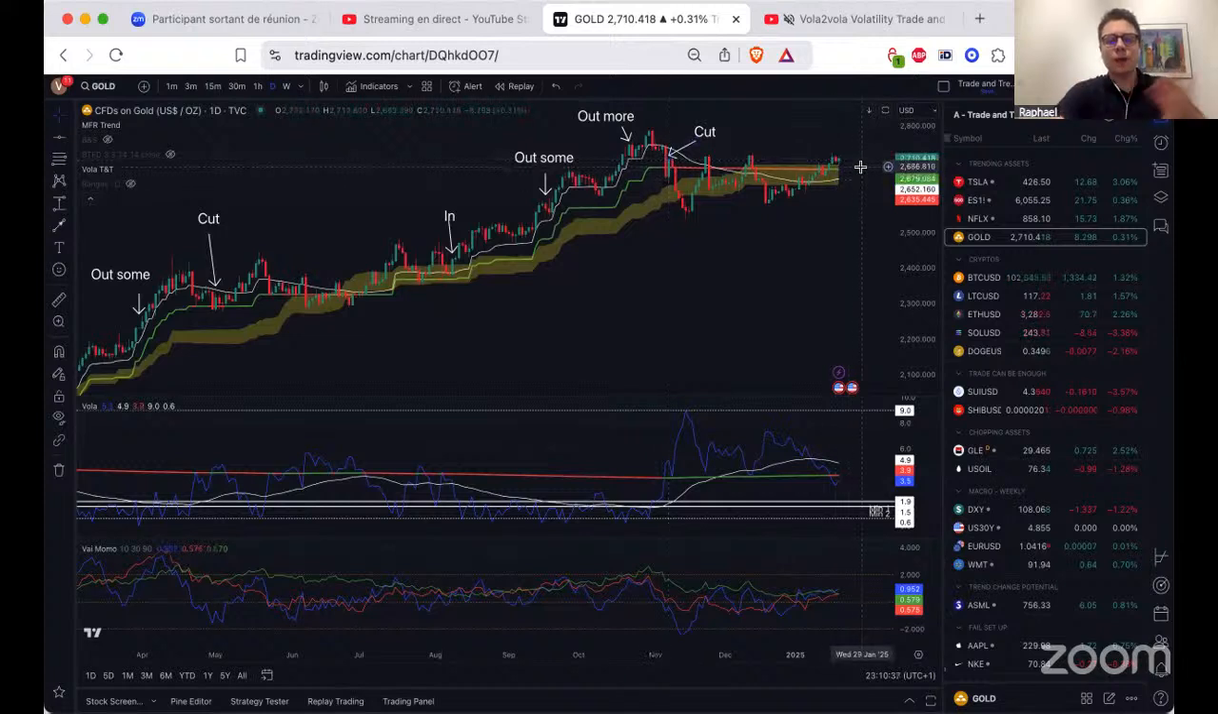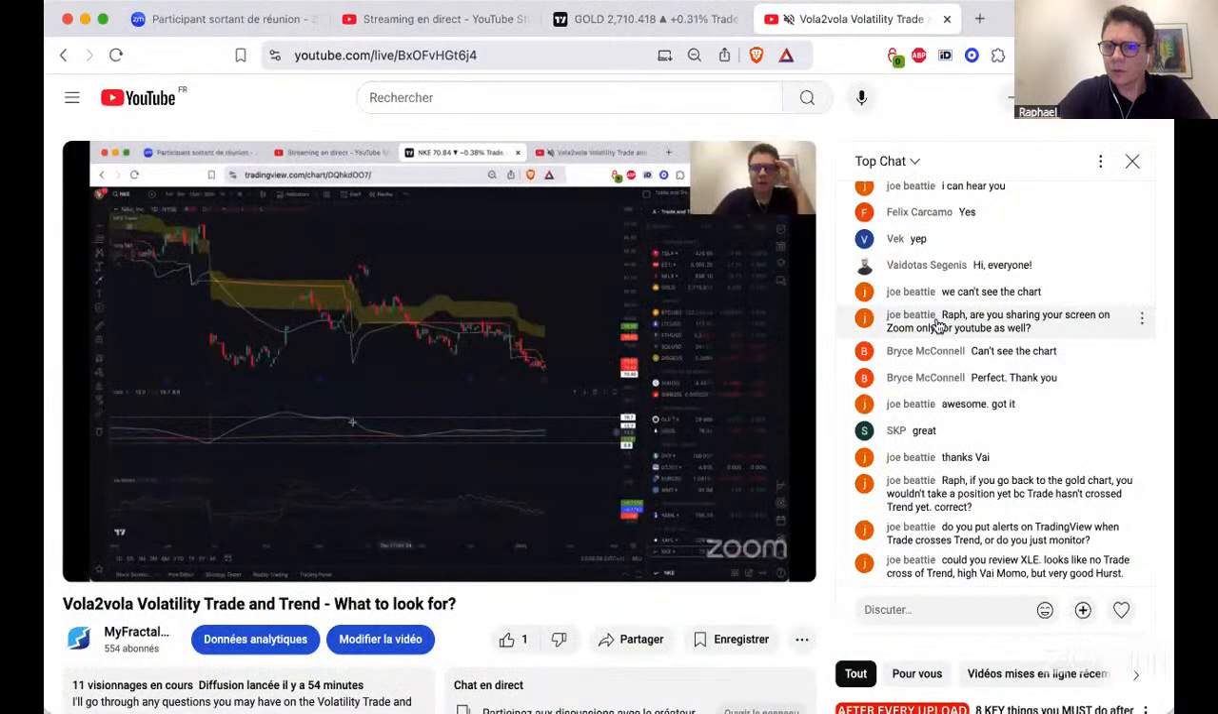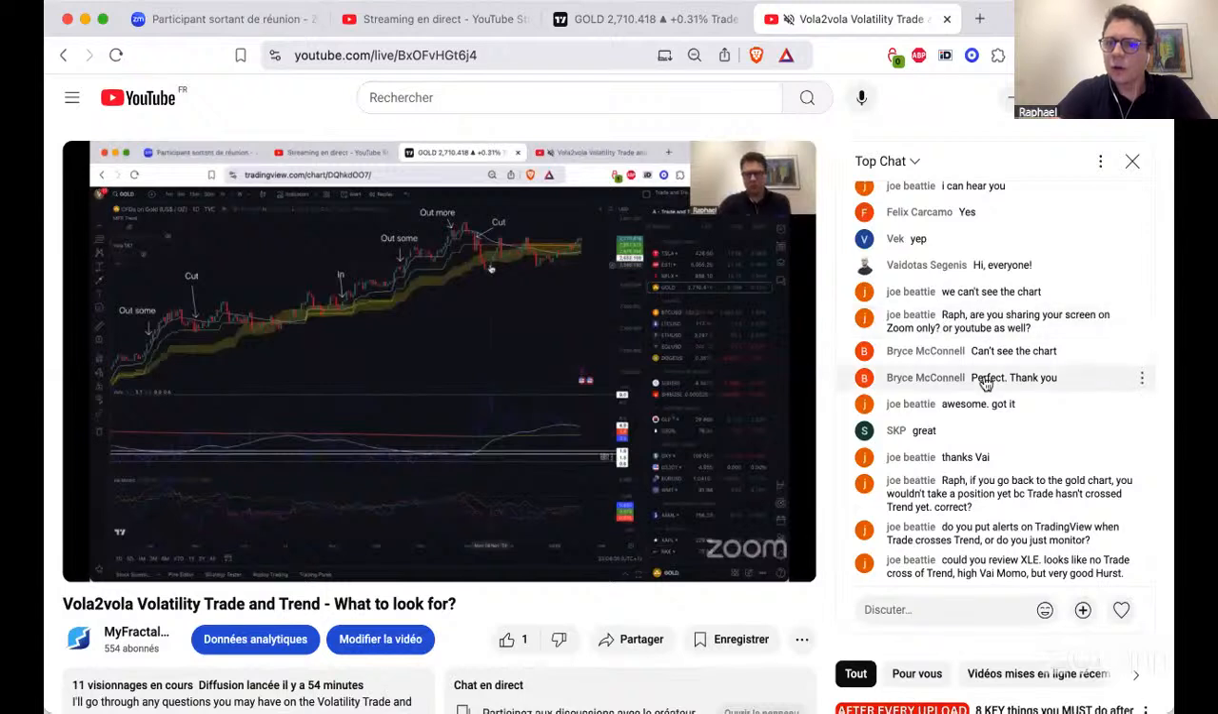And again, I have other strategies, buy the dip strategies, etc., that maybe enter here. I made some money on this move, but we are not talking about this strategy today. We are talking about volatility trade and trend. So volatility trade and trend is telling you not yet, not yet. You want to see trade crossing trend.